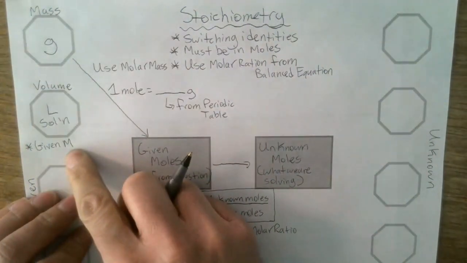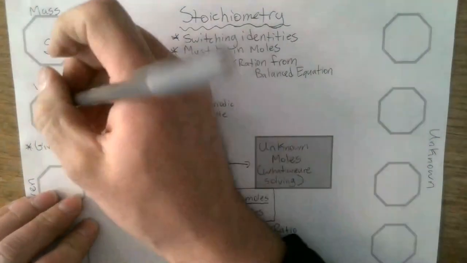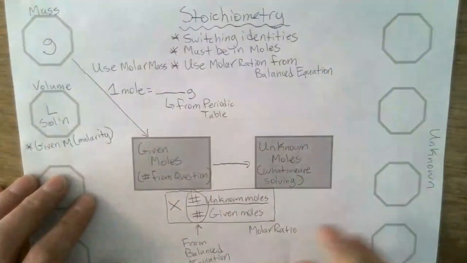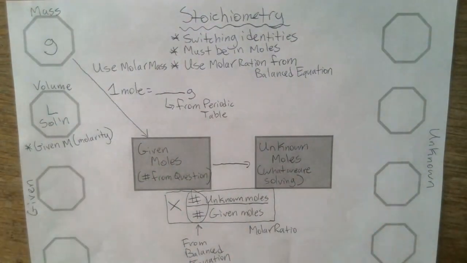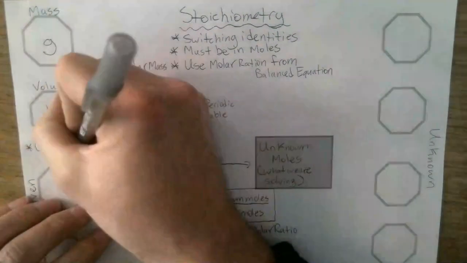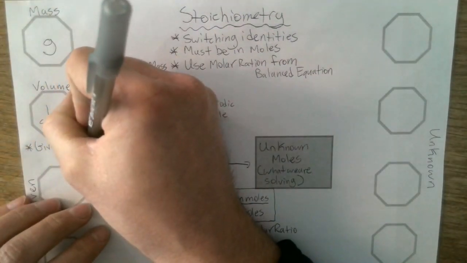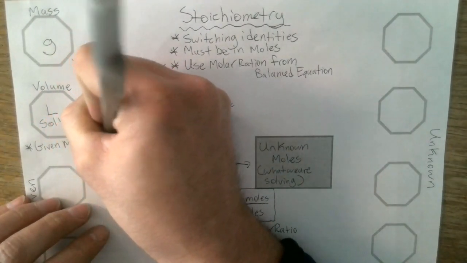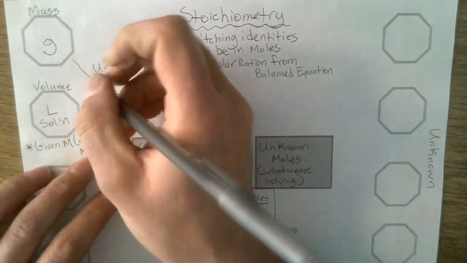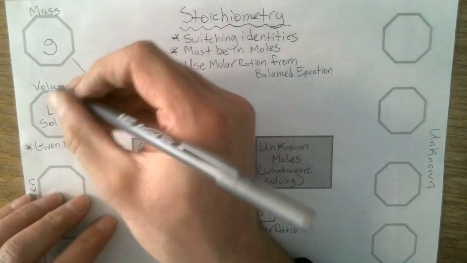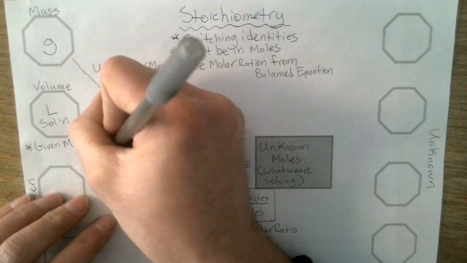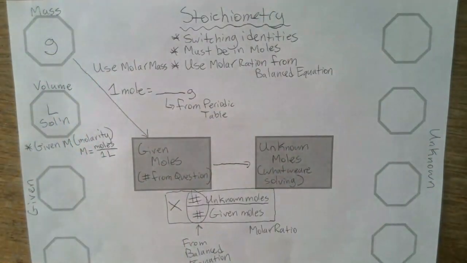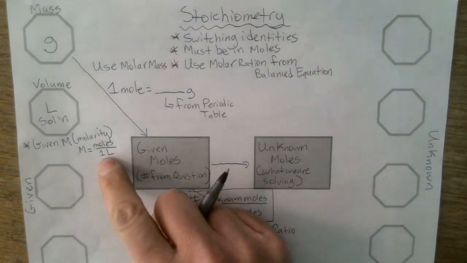So we represent that with an uppercase M. So uppercase M equals molarity. Now, essentially, molarity is just a fancy way of saying the number of moles that you have in a certain volume. And that volume is going to be 1 liter. So it's saying how much of something is dissolved in a liter of that solution.